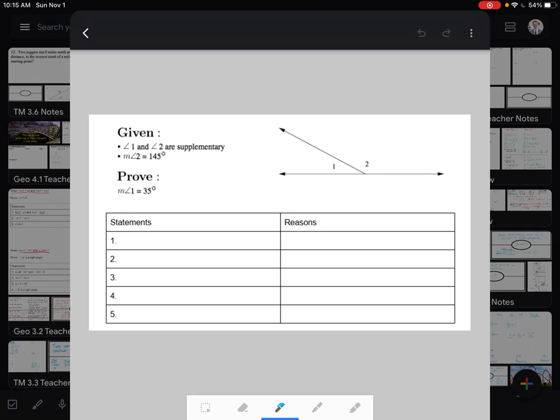So let's start off with this example. We have two given statements. We're saying that our angle here and our angle here are supplementary. We see that, and right away we know that we need to put that in as a given statement. And second, we're told that the measure of angle 2 equals 145 degrees. That's the second given statement. Let's make sure we also include it in our proof.